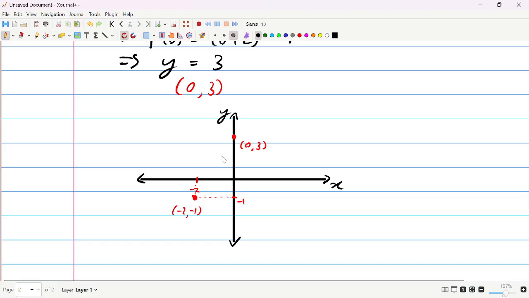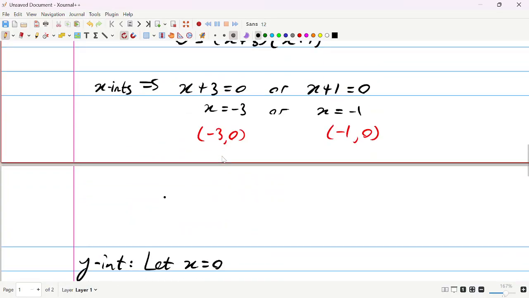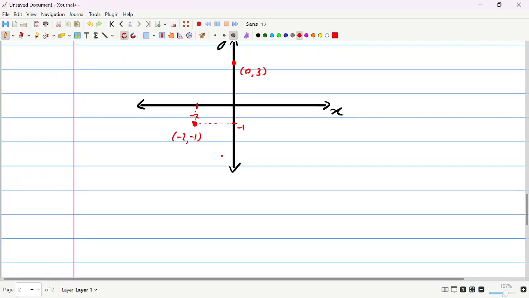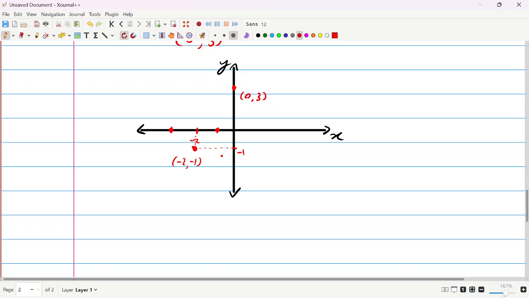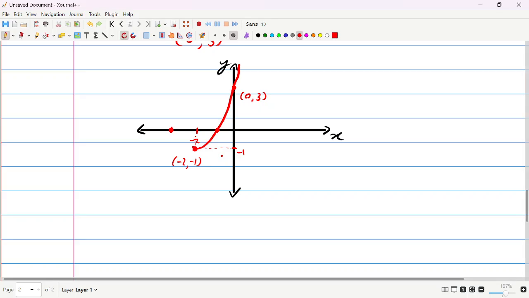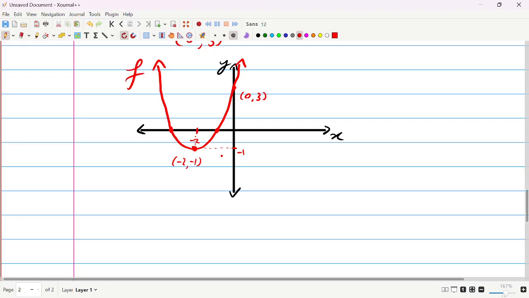And then what about our x-intercepts? Our x-intercepts are going to be negative 3 and 0 and negative 1 and 0. So negative 3 and 0 would be somewhere here. And then negative 1 and 0 would be somewhere here. Okay. So essentially our graph would look something like this. Because the turning point is at the minimum, it's going to go up when you draw it. Okay. Then it'll look something like this. And this is our function f.